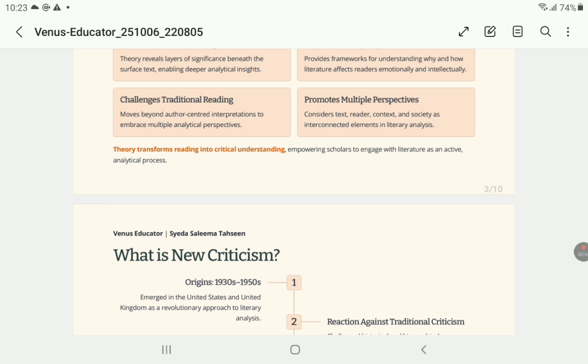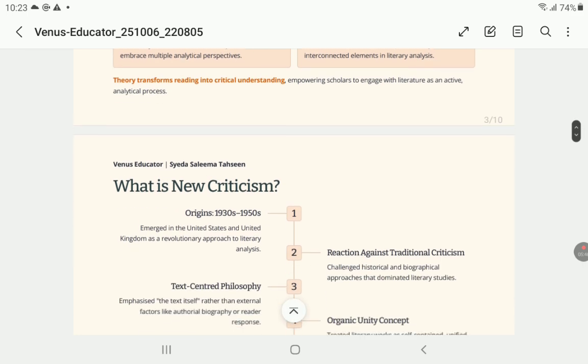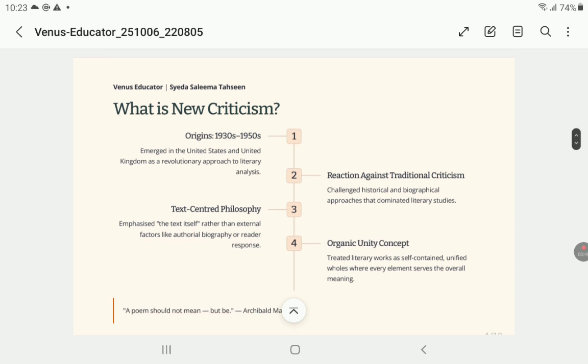So what is new criticism? This is the first literary theory that I am going to discuss today. It is new criticism. What is new criticism?